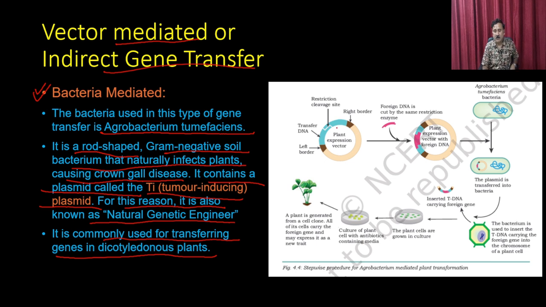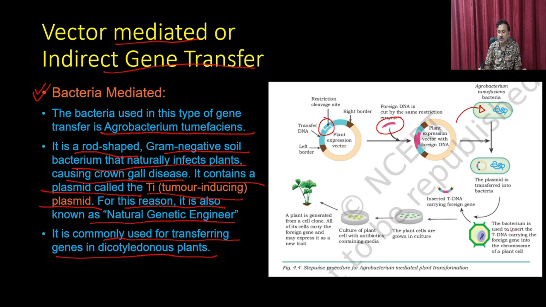So, this is the vector map of the Ti plasmid, where you are going to have the transfer DNA, the left border and the right border. There will be an RFL and an MCS, and utilizing these you can insert your gene into this particular vector. Then you insert this into Agrobacterium tumefaciens, and you allow the Agrobacterium tumefaciens to infect the plant.